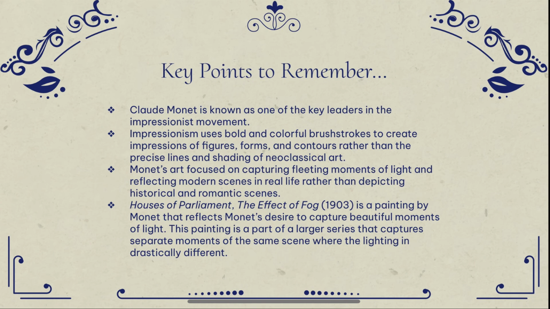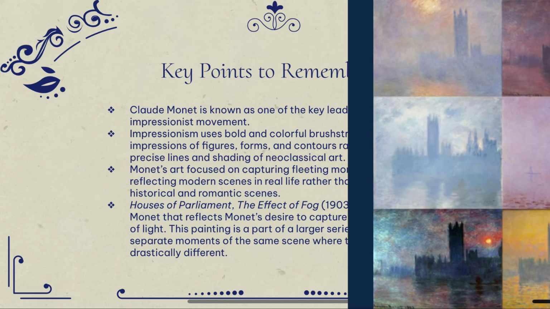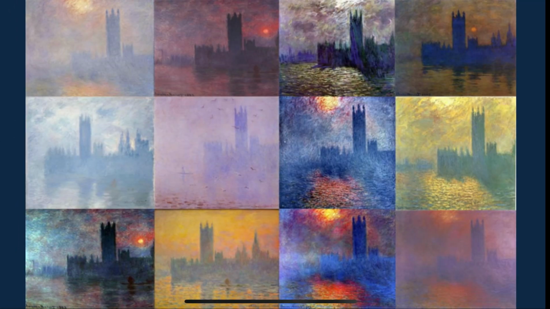We also talked about how Monet's art focused on capturing fleeting moments of light and reflecting modern scenes in real life rather than depicting historical or romantic scenes. His painting, Houses of Parliament, The Effect of Fog, is a painting that reflects Monet's desire to capture beautiful moments of light. This painting is a part of a larger series that captures separate moments of the same scene where the lighting is drastically different. In fact, I'm going to end this video by showing you a few paintings from his Houses of Parliament series.